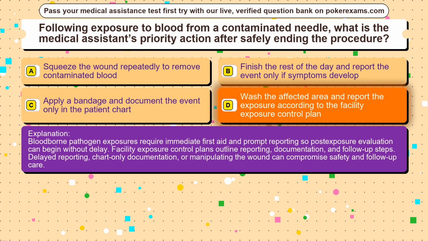Blood-borne pathogen exposures require immediate first aid and prompt reporting so post-exposure evaluation can begin without delay. Facility exposure control plans outline reporting, documentation, and follow-up steps. Delayed reporting, chart-only documentation, or manipulating the wound can compromise safety and follow-up care.